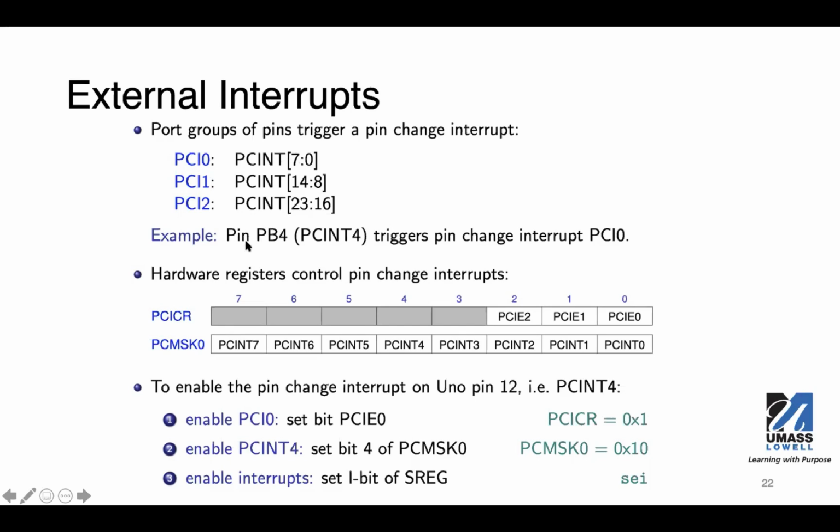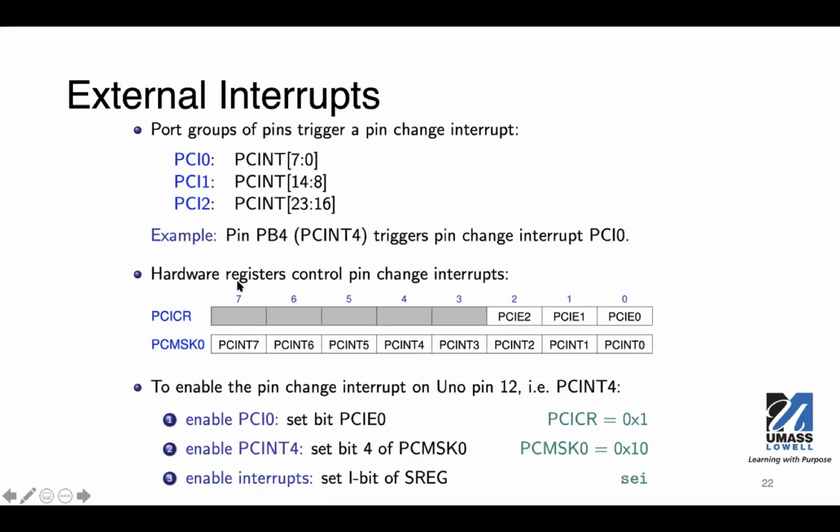For example, this pin PB4 that corresponds to pin change interrupt 4 will trigger pin change interrupt PCI0. So if you look at this group of all these 8 pins, any one of them, if there's a change, will trigger this PCI0 interrupt. That implies when you have this PCI0 interrupt, you will need to check which pin indeed generated it. And let's use the mask.